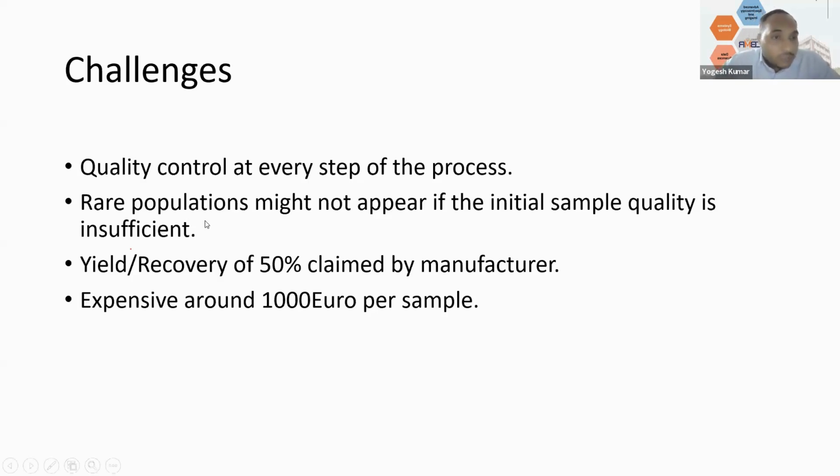So it's also possible that a rare population might not appear if the initial sample quality is not sufficient. And the yield is another challenge of single cell sequencing. Every manufacturer or sequencer machine manufacturer claims that they do a recovery of 50%. For example, if you are loading 100 cells, this is just a short example, otherwise, if you are loading 10,000 cells, there is a chance that you will only recover 5,000 cells.